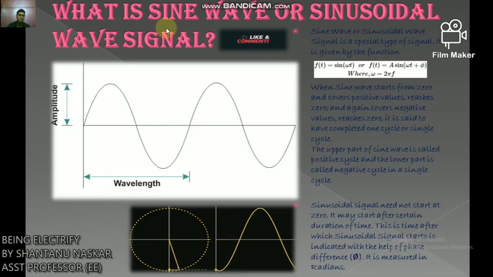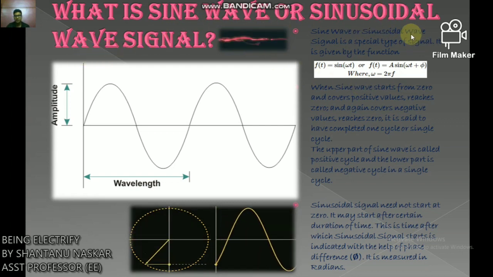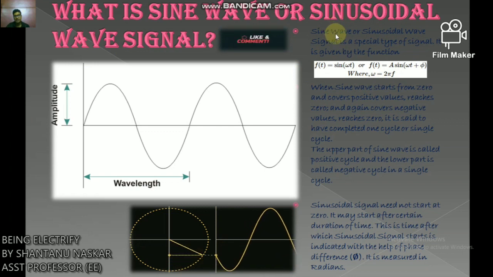so now, what is a sine wave or sinusoidal wave signal? A sine wave or sinusoidal signal is a special type of signal. It is given by the function f(t) = sin(omega t) or f(t) = A sin(omega t + phi), where omega = 2 pi f is the angular velocity and A is the amplitude.